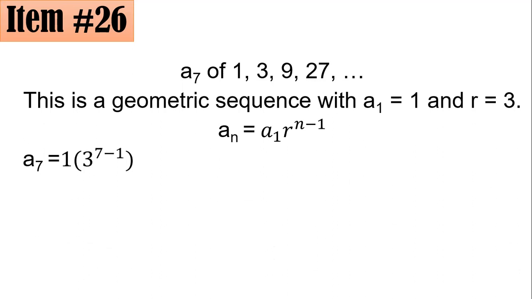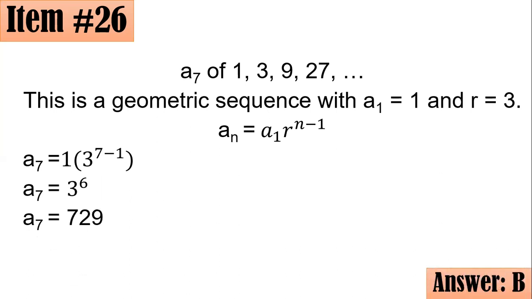By substitution, we have a sub 7 equals 1 times the quantity 3 raised to 7 minus 1. 7 minus 1 here is the exponent, which is 6. So that becomes 1 times 3 raised to 6, or simply 3 raised to 6, and that is 729, letter B. So far, so good.